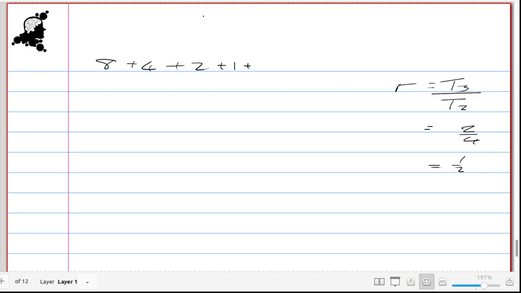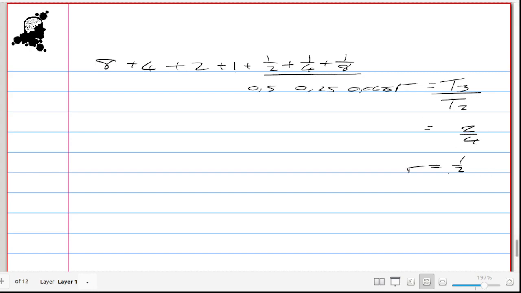To get the next term, I'm going to say 1 multiplied by my common ratio, that's going to give me 1 over 2. To get the next term, 1 over 2 multiplied by my common ratio, that's 1 over 4. To get the next term, 1 over 4 multiplied by my common ratio, that gives me 1 over 8. If you look at these terms, you will see that the more we continue, the closer and closer these terms get to 0. 1 over 2, that's 0.5. 1 over 4, that's 0.25. 1 over 8, if I'm not mistaken, that's 0.0625. You will notice the values are getting smaller and smaller. They're getting closer and closer to 0. That's why we say that the sequence is converging.